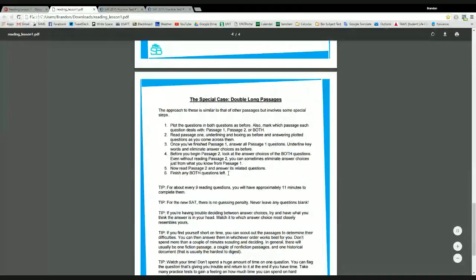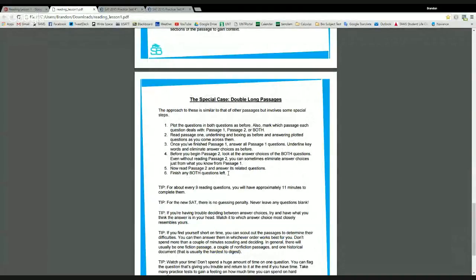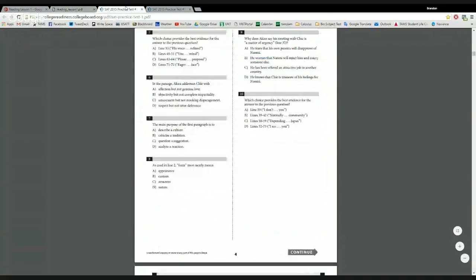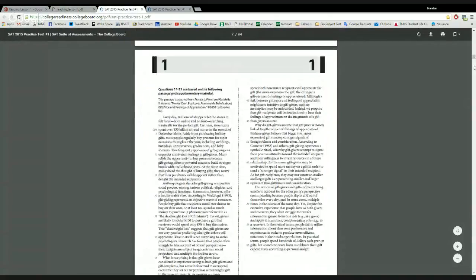So now we're going to look at the double long passage, which is a special case in the reading section, and we're going to discuss a few approaches with that. So first of all, we're going to go to the double long passage.